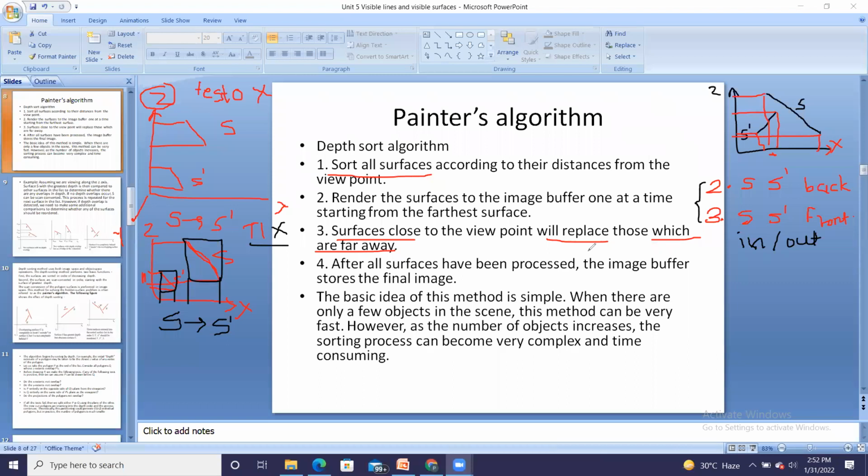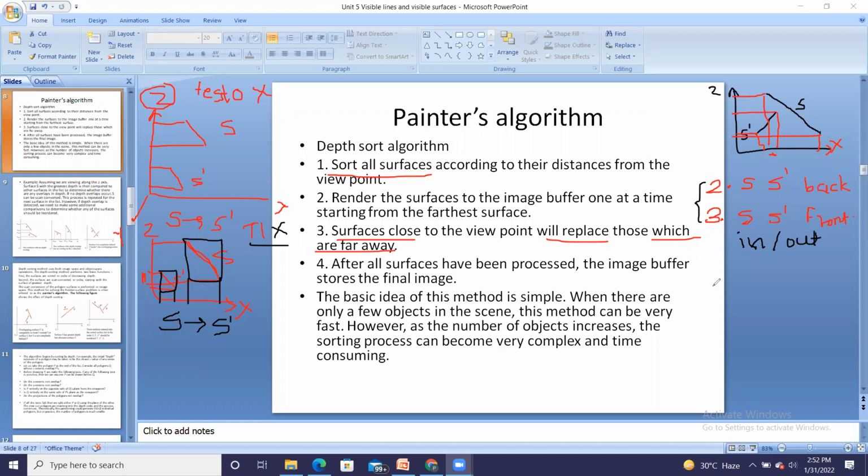Okay, so the case is like this, in which the surfaces are overlapping on the x as well as z axis. So in that case, you have to check which surface is a background surface and which surface is present at the front. And for that purpose, we are carrying out the second and third tests. Now what I will do is, I will consider any point on S.